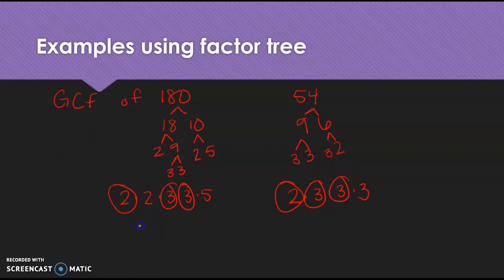So then, once I have that paired up, I'm going to do 2 times 3 times 3, which is 2 times 9, which is 18. So the biggest number that goes into both 180 and 54 is 18. And all I had to do was know my basic multiplication and division facts. I didn't have to sit there and list all the numbers that go into 180 and 54. I just had to find that prime factorization and then pair up the numbers in the end.